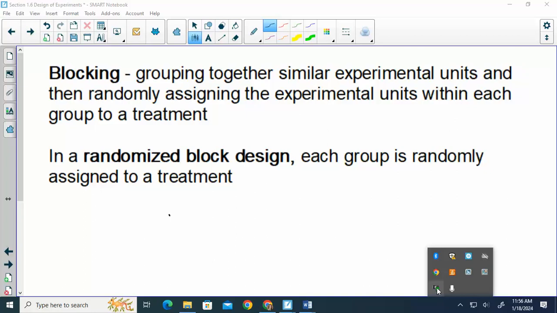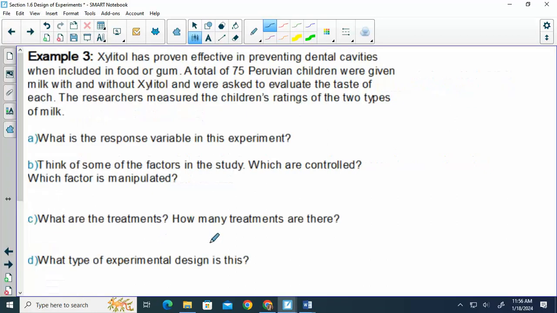So let's just look at 1 or 2 examples to wrap up. So let's look at this one. Xylitol has proven effective in preventing dental cavities when included in food or gum. A total of 75 Peruvian children were given milk with and without xylitol and were asked to evaluate the taste of each. The researcher measures the children's ratings of the 2 types of milk. So A, what is the response? What am I measuring?